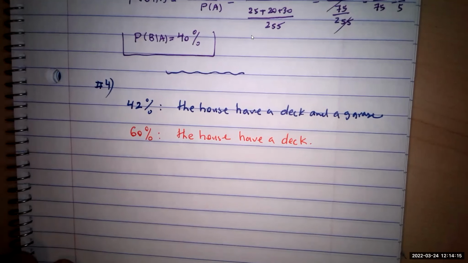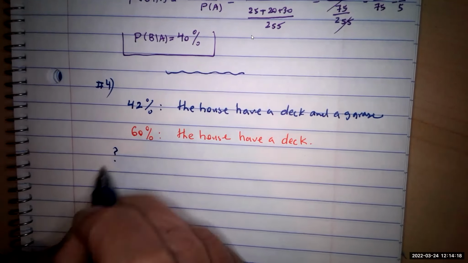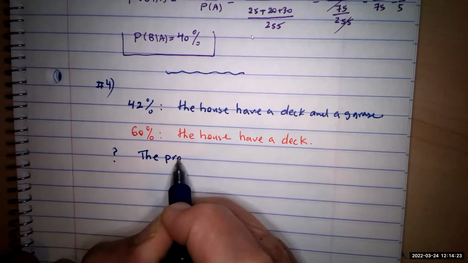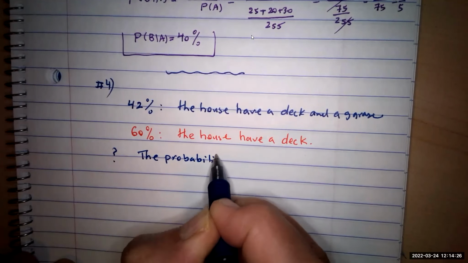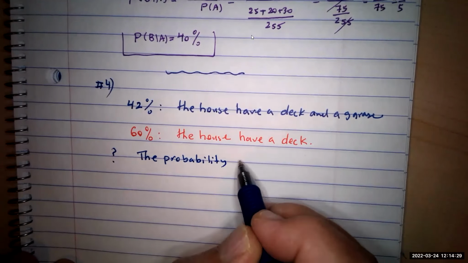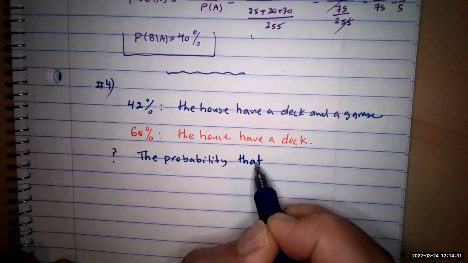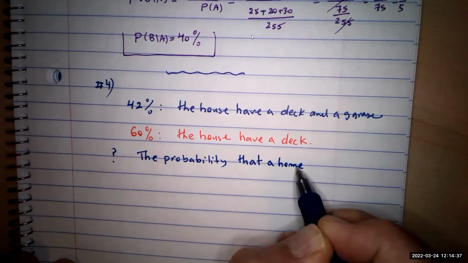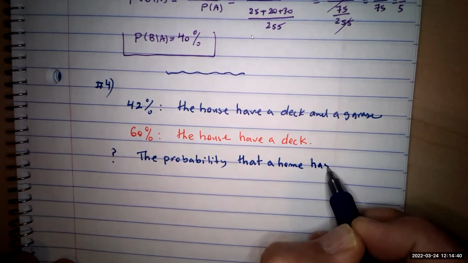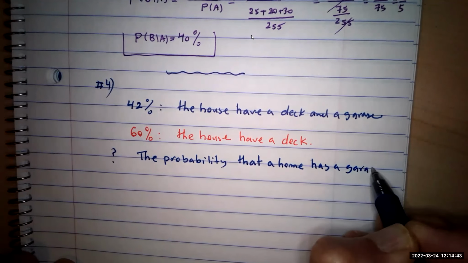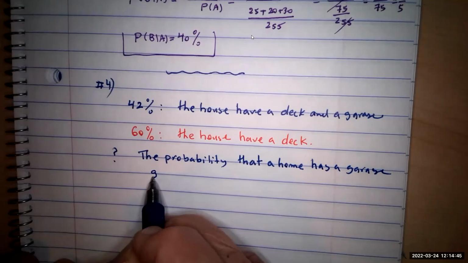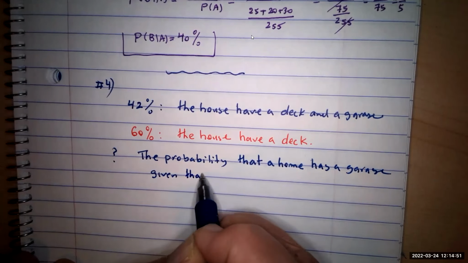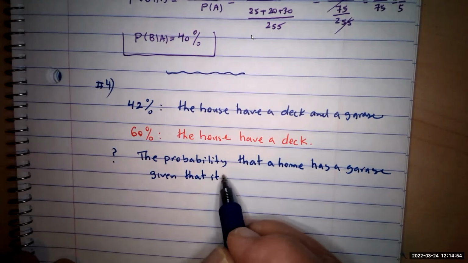So what's the question? The question is we would like to find the probability. I just write it down again. Find the probability that the home has a garage, given that it has a deck.